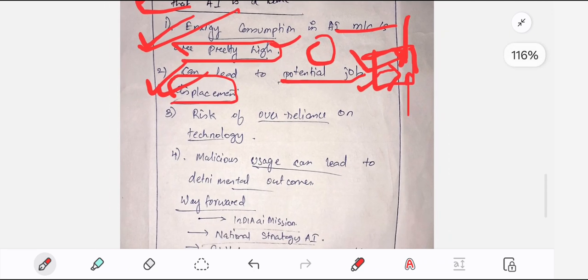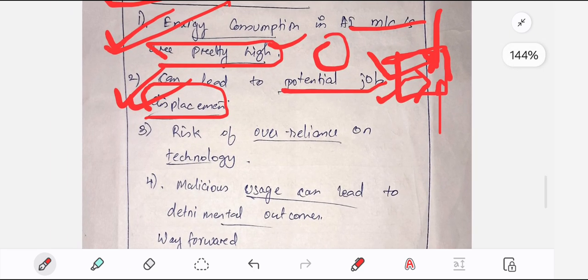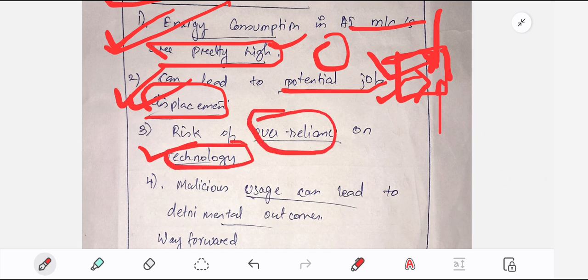And third, it risks over reliance on technology. Technology can be positive and also detrimental, that is negative. For example, if you are using Alexa, and you say do this, do that, you will be over dependent on technology. And what if technology fails? If technology fails somehow, you will be badly impacted. So the negative is that the risk of over reliance on technology will increase.